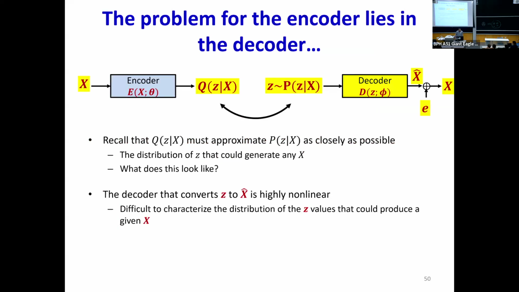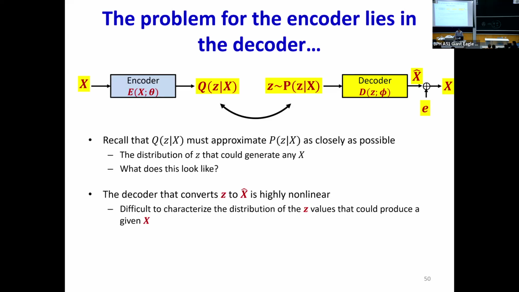Is this assuming our training data is normally distributed? You're making no assumptions about the training data. The normal distribution is only on Z. Yeah, that's the latent variable. We're assuming that the latent variable is normal, that's it.